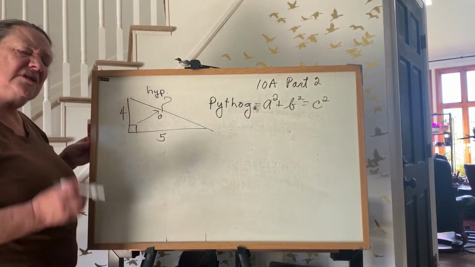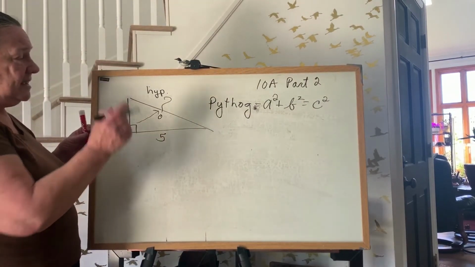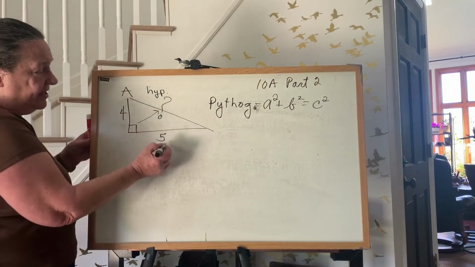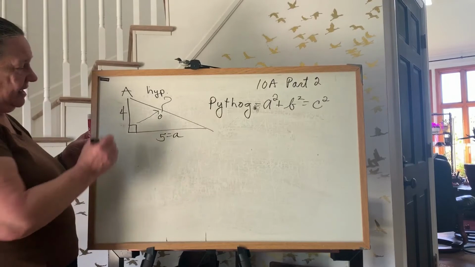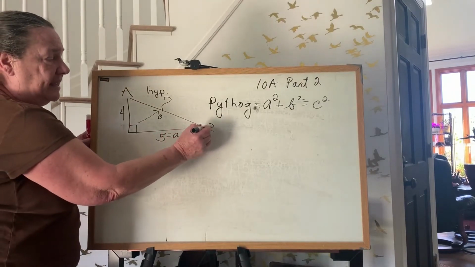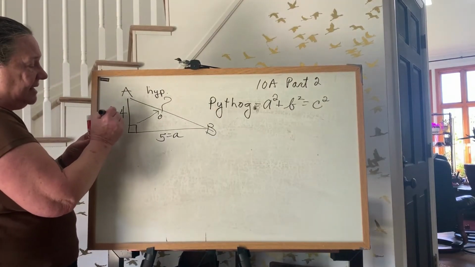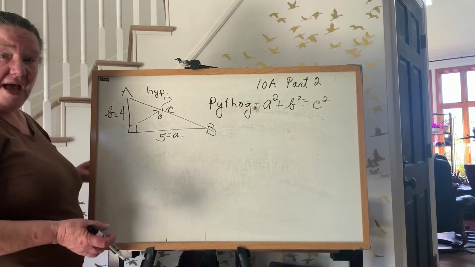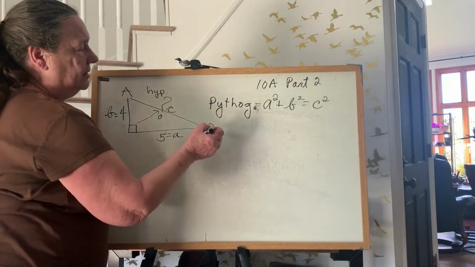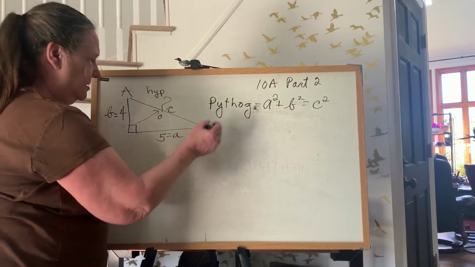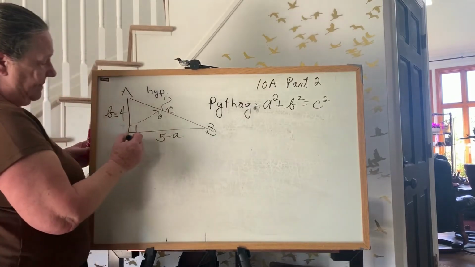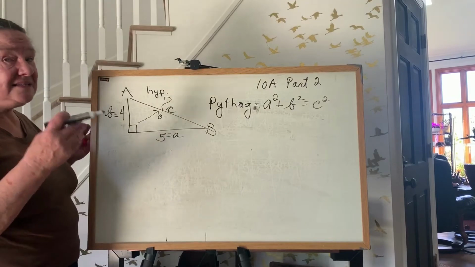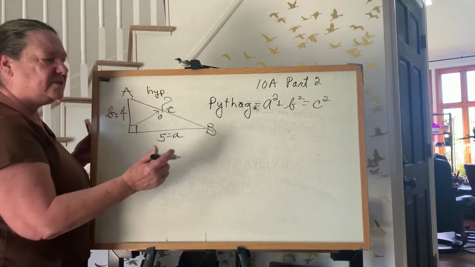And we always use little letters for sides, okay? In fact, if I called that angle A, then this would be side A. If I called this angle B, this would be side B. C is always, always, always the hypotenuse. So in this case, I want to find C. Not c squared, but c. But I have to go through c squared.